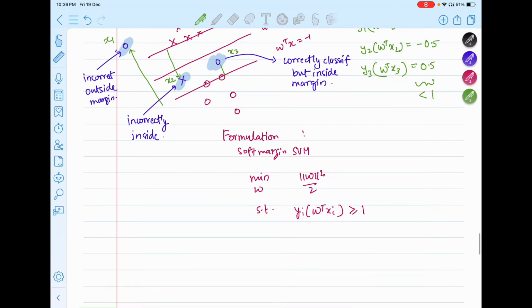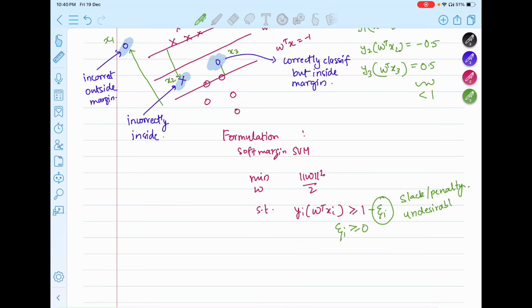And therefore, what we do, the modification is that instead of yi times W transpose xi bigger than or equal to 1, we write 1 minus zeta i. And these zeta i, we want them to be bigger than or equal to 0. We don't want them to be negative. But what are these zeta i's? These zeta i's are actually not desirable. These are undesirable quantities. We want them to be as small as possible. They're called slack or penalty.